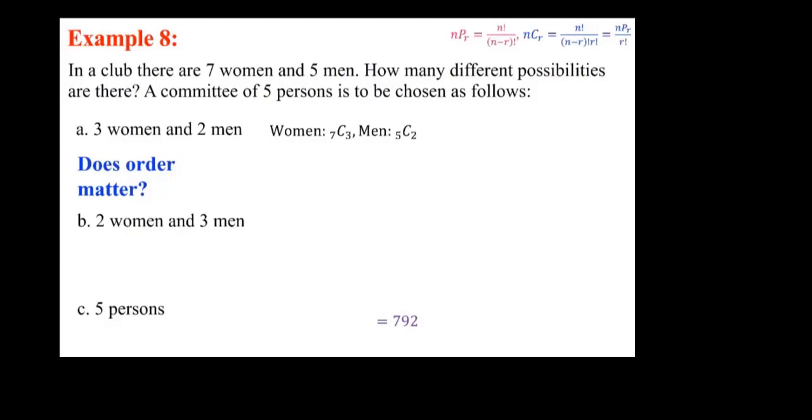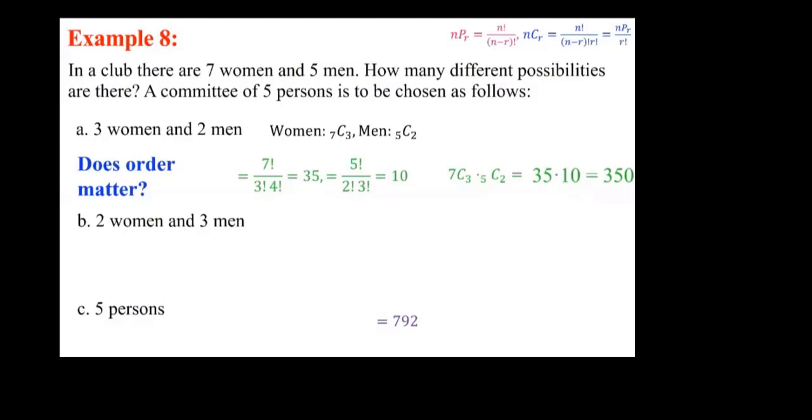So with that being the case, the first one is 7 factorial over 3 factorial times 4 factorial. The next one is 5 factorial over 2 factorial times 3 factorial. And so 35 possibilities for women and 10 for men. And we end up with the product of 350 as the answer. Now we are looking at a slightly different type.